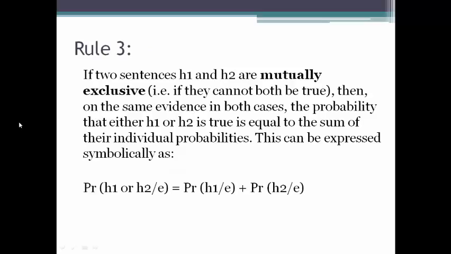Rule number 3. If 2 sentences, H1 and H2, are mutually exclusive, that is, if they can't both be true at the same time, then on the same evidence in both cases, the probability that either H1 or H2 is true is equal to the sum of their individual probabilities. This can be expressed symbolically as the probability of H1 or H2 given E is equal to the probability of H1 given E plus the probability of H2 given E.